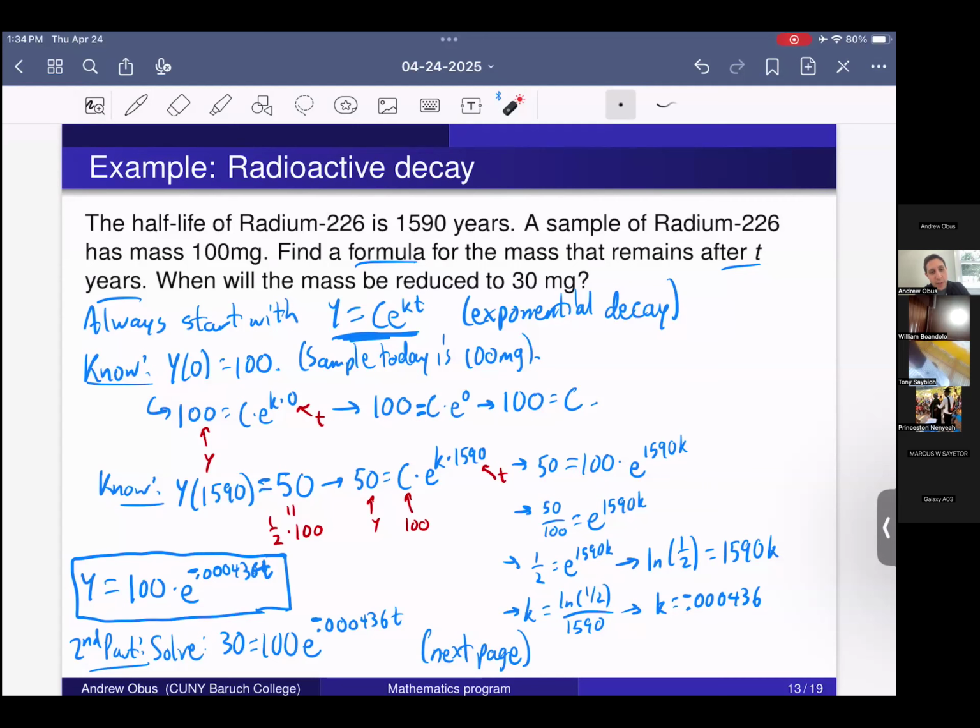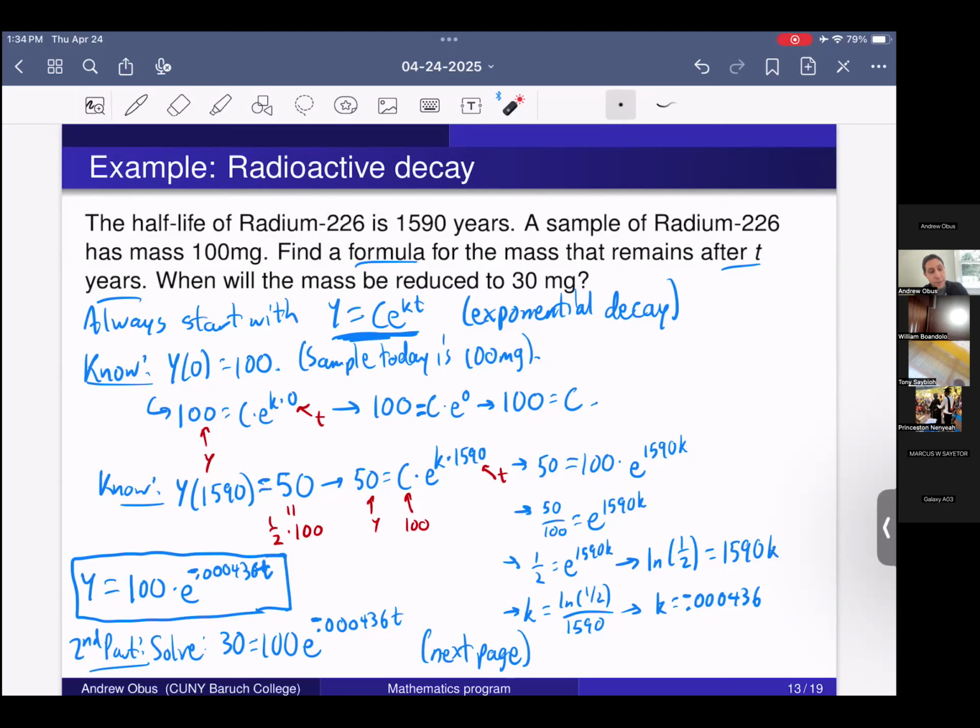But now the question says, when will the mass be reduced to 30 milligrams? So to get 30 milligrams, I want to know when y is equal to 30. So I'm just going to substitute 30 for y and solve for whatever t is going to be. It's not going to be 1,590, right? Because after 1,590 years, I have 50 milligrams left. I want to know when I will have 30 milligrams. That's going to take longer than 1,590 years.